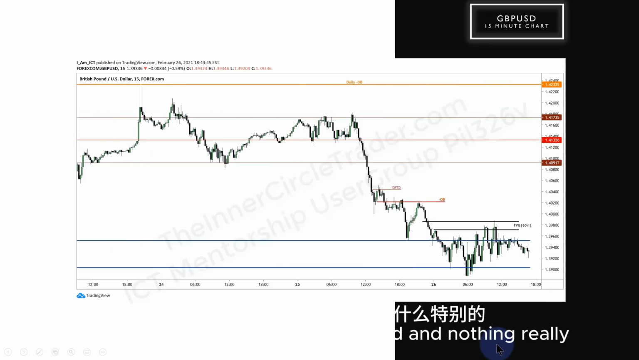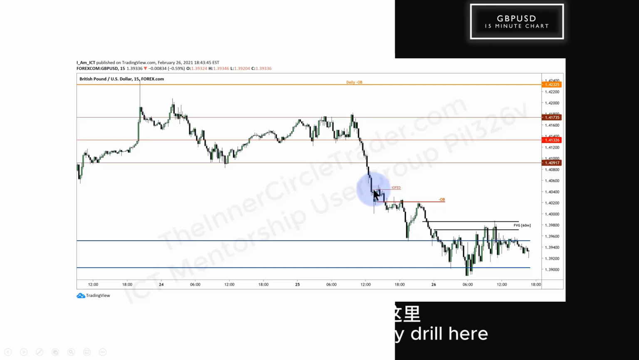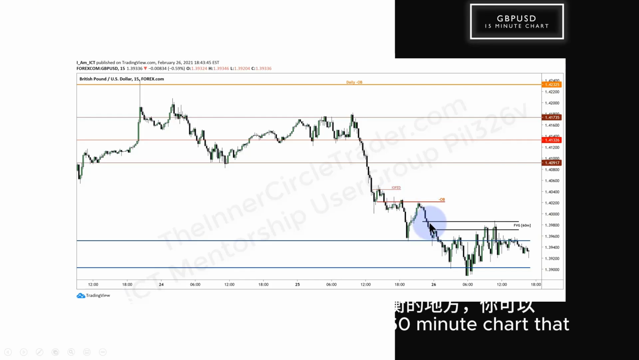All right, 15-minute time frame on British pound, and nothing really all that exciting that wasn't already shown on the hourly chart. Institutional order flow entry drill here with this gap, looking at the high here. If it goes to that level or a little bit higher, you can sell short. And then here's the optimal trade entry there. And we have the imbalance on that 60-minute chart that you can see it trades back up into here.